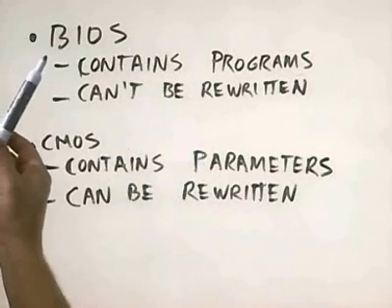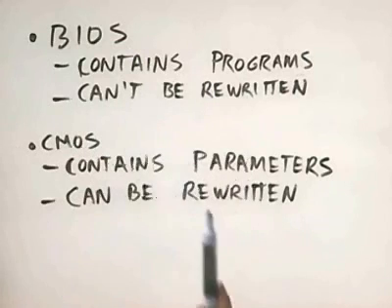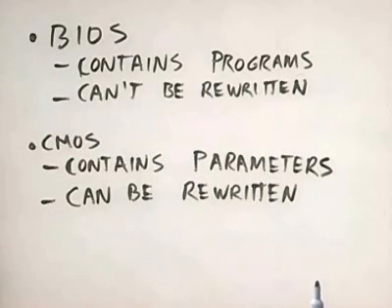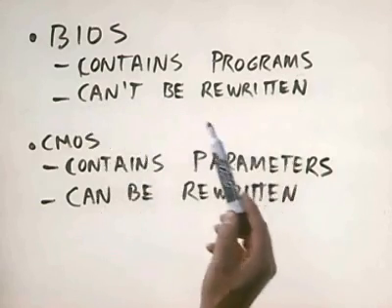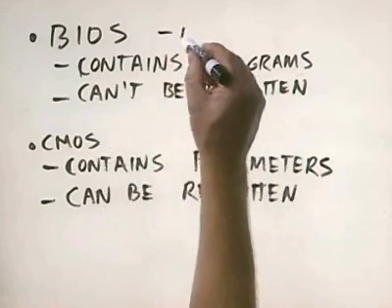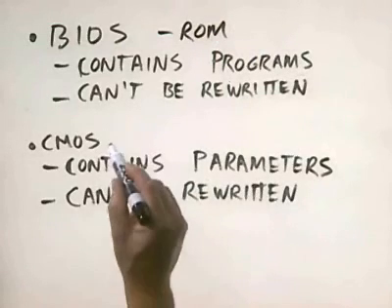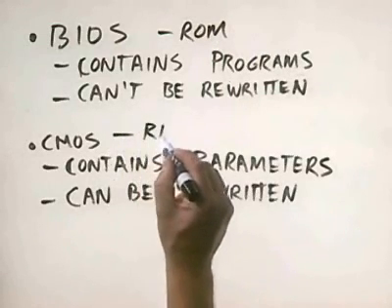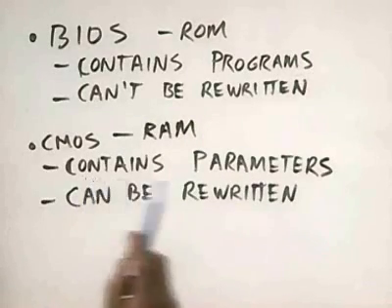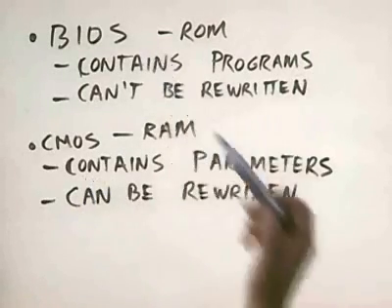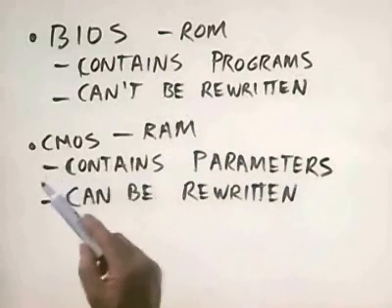The BIOS contains the programs that the CPU needs to communicate with the various devices on the motherboard. The BIOS is hardwired. It cannot be rewritten. It's ROM memory, read-only memory. The CMOS, on the other hand, is RAM, random access memory. Now, the CMOS contains the parameters these programs need in order to access certain devices.